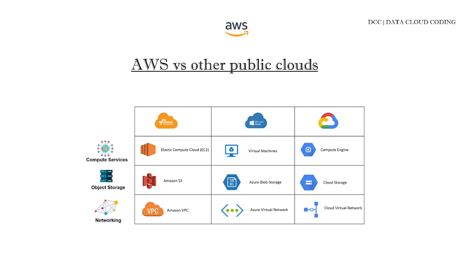So if we have a look into individual service categories, talking about compute services, for AWS we have EC2, which stands for Elastic Compute Cloud. For Microsoft Azure, we have Virtual Machines, and for Google Cloud, we have Compute Engine. Talking about object storage, we have AWS S3, in Azure we have Azure Blob Storage, and in Google Cloud we have Cloud Storage. Talking about networking, we have AWS VPC. For Azure, we have the Azure Virtual Network, and for Google Cloud, we have the Cloud Virtual Network.